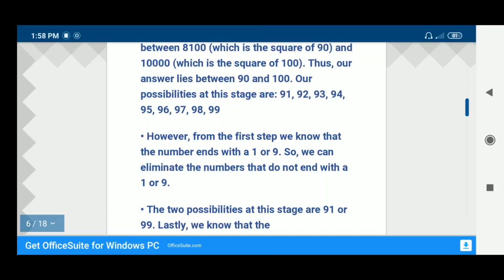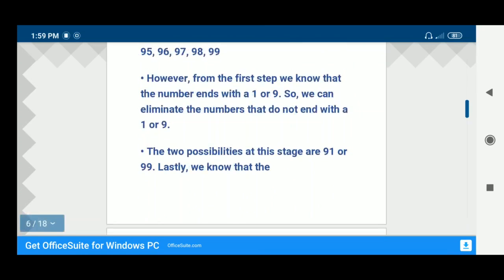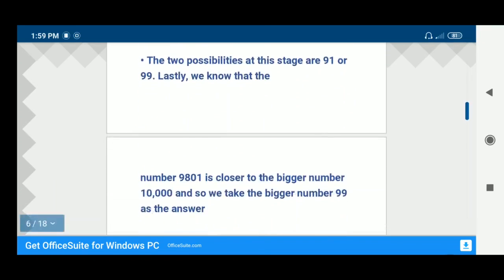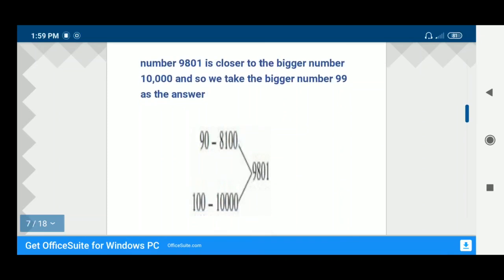However, from the first step, we know that the number ends with 1 or 9. So we can eliminate the numbers that do not end with 1 or 9. The two possibilities at this stage are 91 or 99. Lastly, we know that 9801 is closer to the bigger number 10,000, and so we take the bigger number 99 as the answer. Here is the figure, you can note it down. 9801 is closer to 10,000. So, 99 will be the answer.